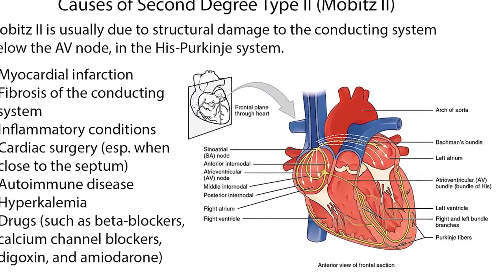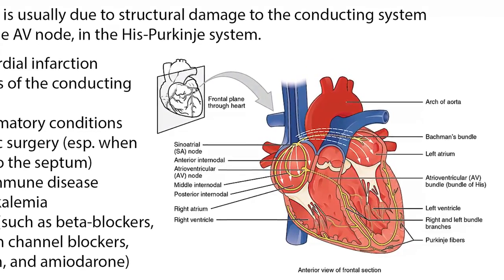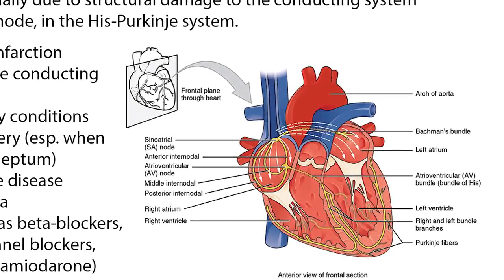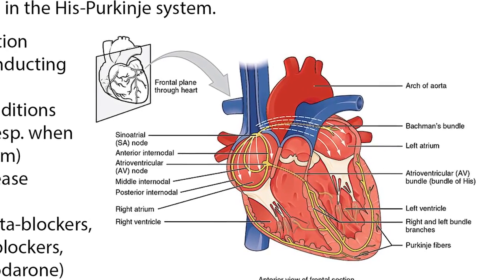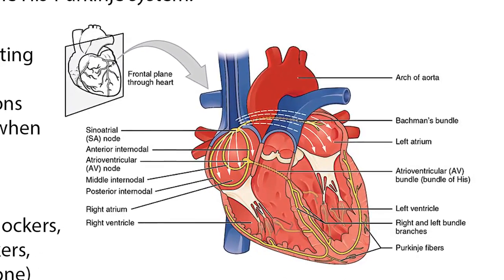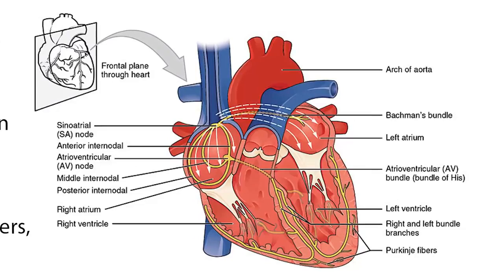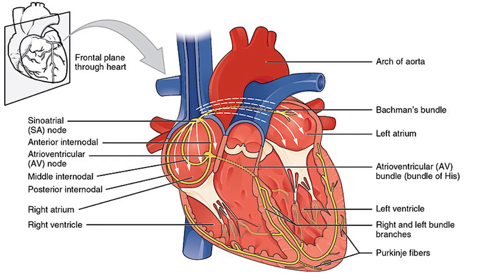Mobitz II is likely to be associated with hemodynamic compromise, which may be sudden and unexpected, causing syncope or sudden cardiac death. If cardiac output is decreased, a temporary pacemaker can be inserted until the conduction stabilizes. However, if the block is persistent, the patient will benefit from a permanent pacemaker.